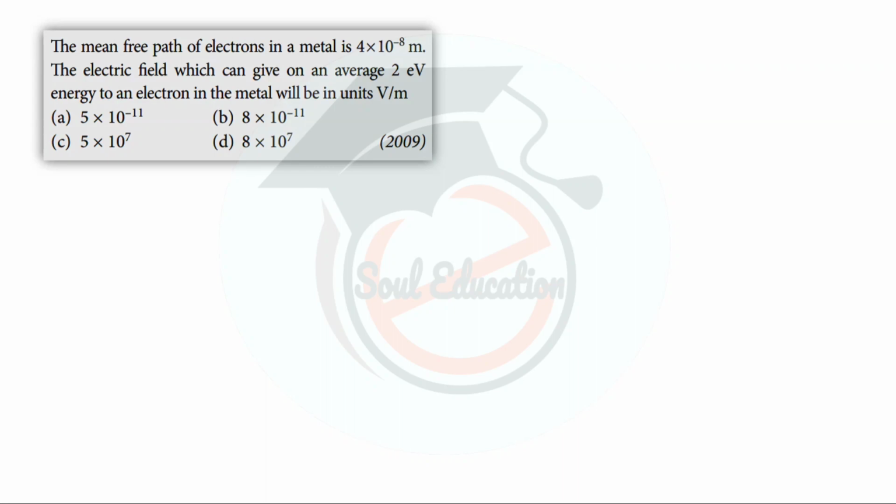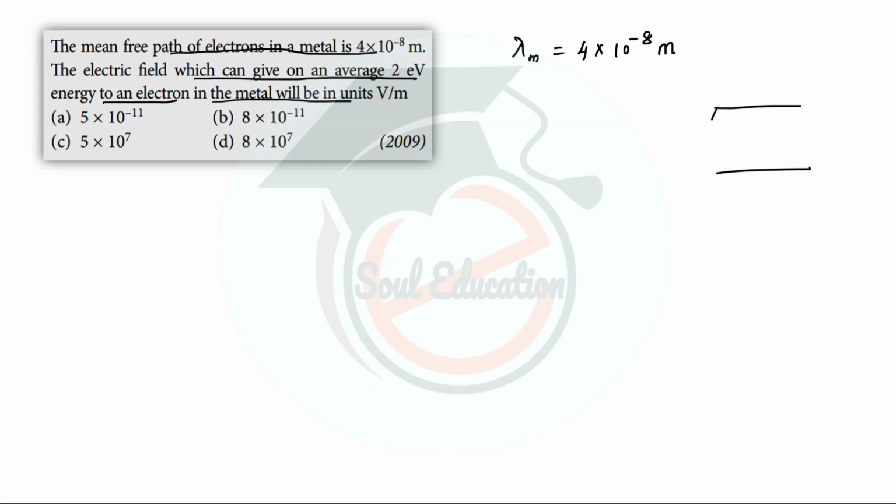Now the next problem: the mean free path of an electron in a metal is given, lambda, which is equal to 4 into 10 to the power of minus 8 meter, and the electric field which can give an average 2 electron volt energy to an electron in a metal will be. So what is asked? Now there is a conductor. Just for example, I am just taking one electron. Now I connect this to an external source.